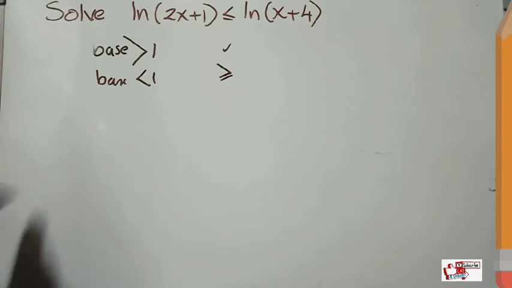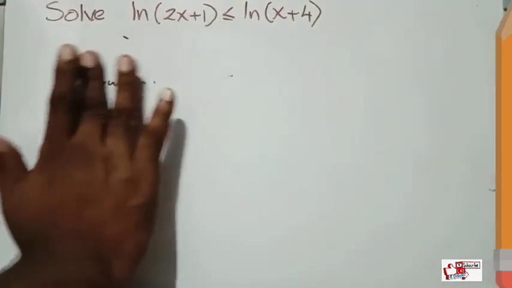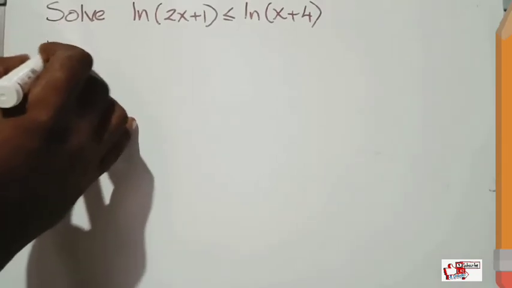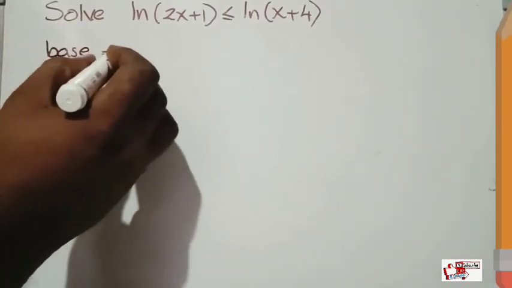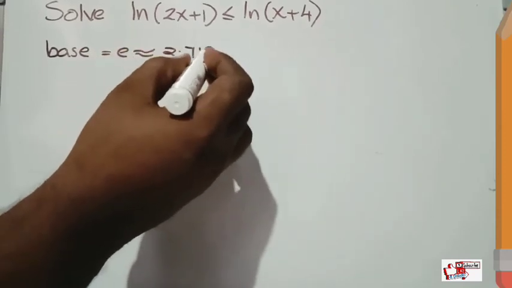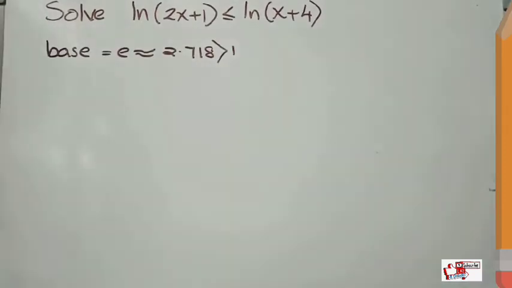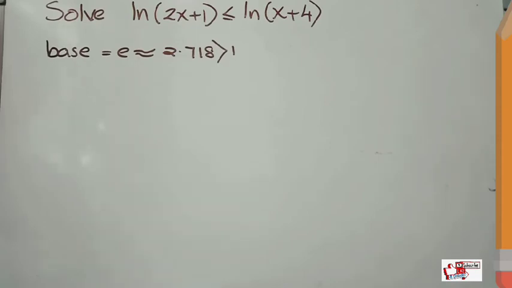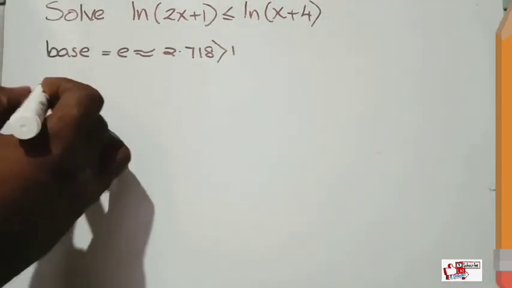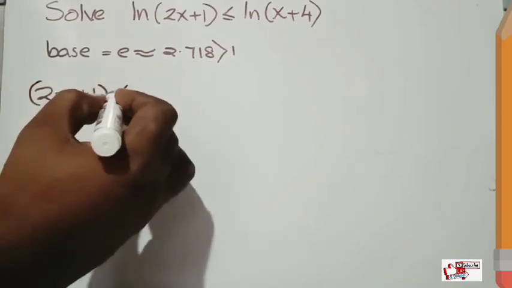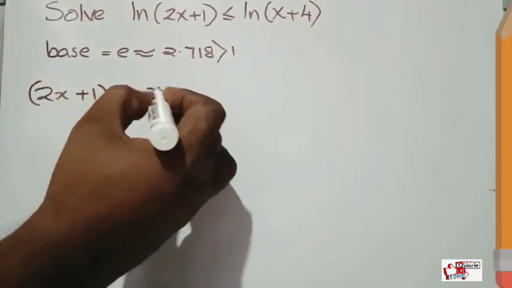When we consider here, the base is e. The base of a natural logarithm is e, which is approximately 2.718, greater than 1, isn't it? So the sign remains the same. Okay, so we get 2x + 1 less than or equal to x + 4.